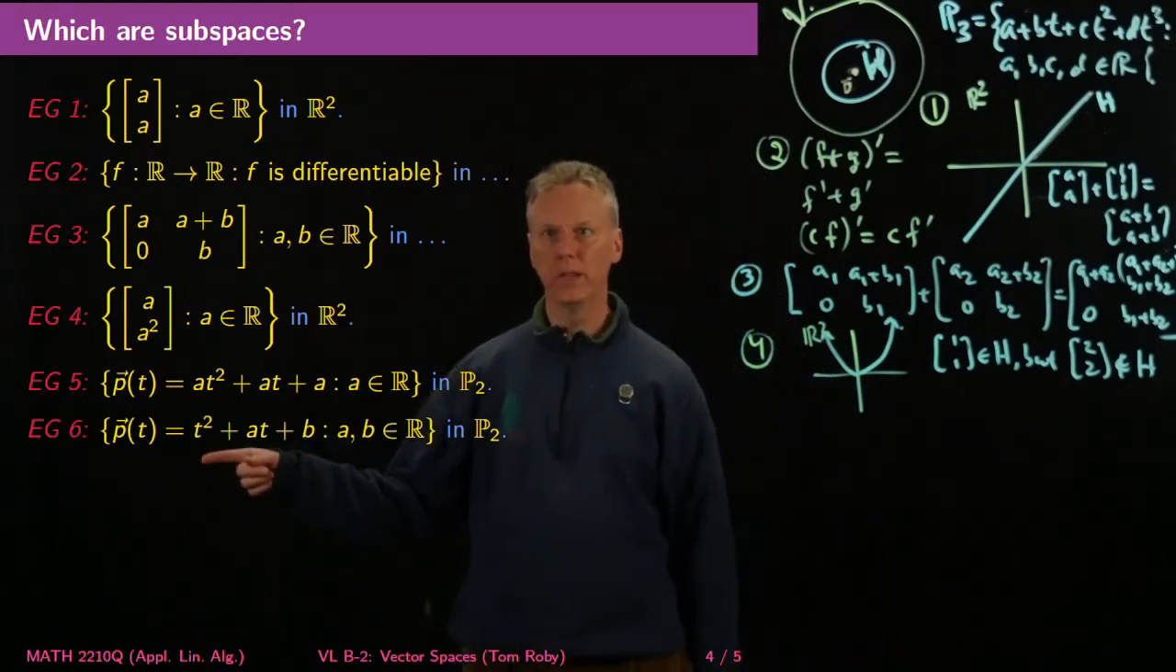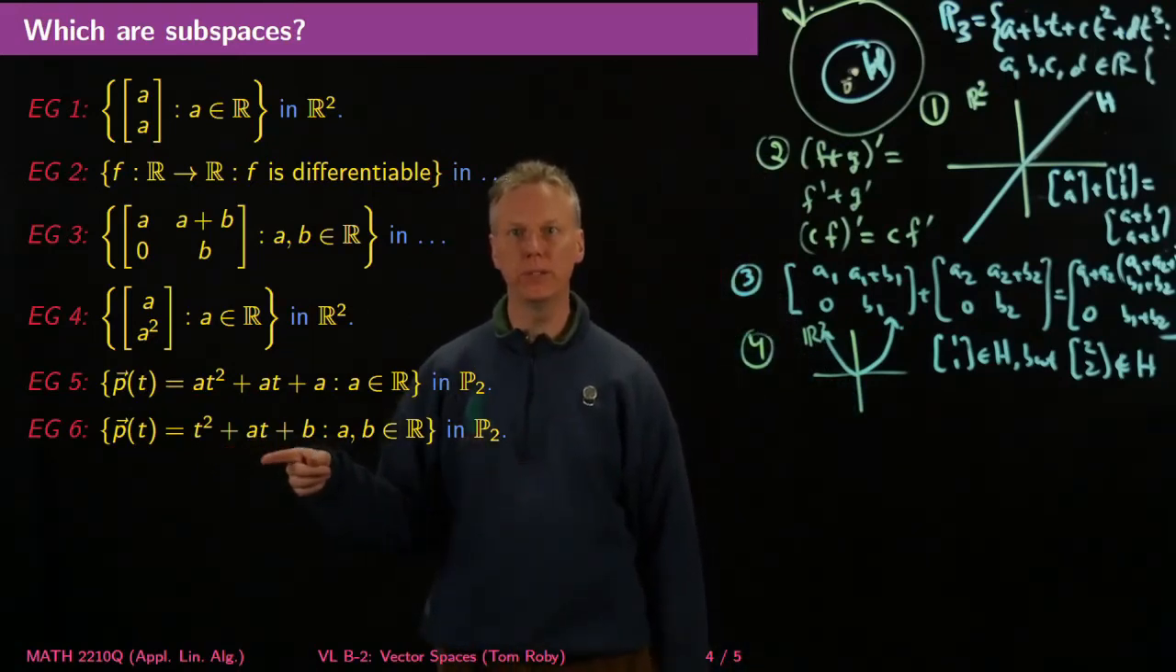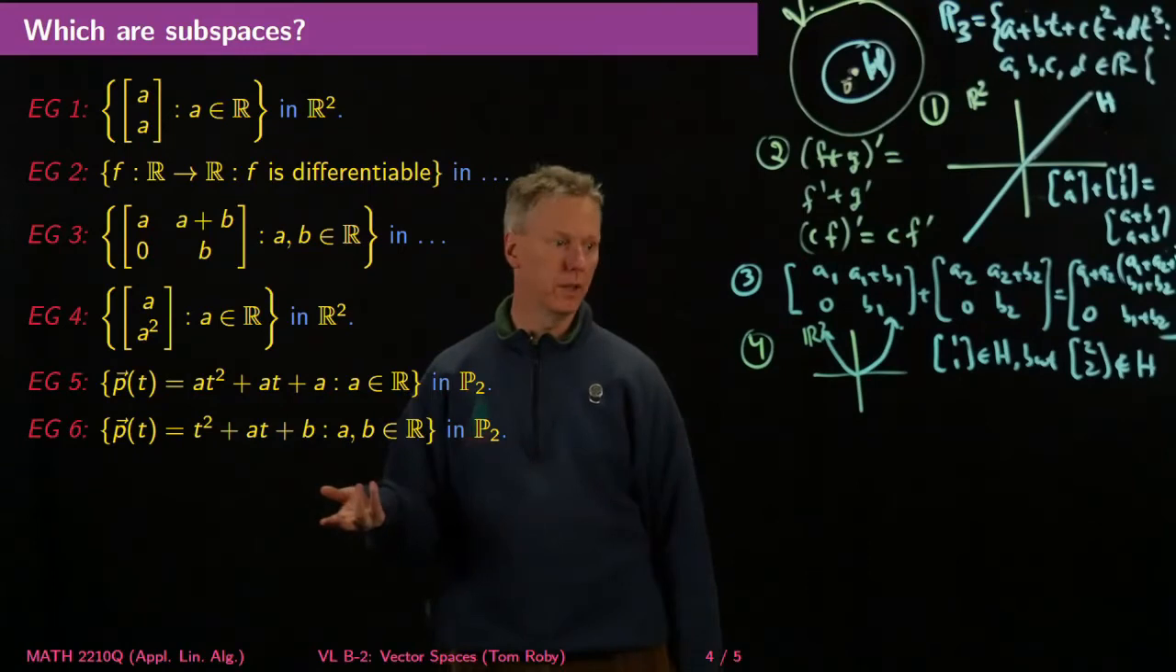Now how about this one? Example 6, p of t equals t squared plus at plus b. Right?